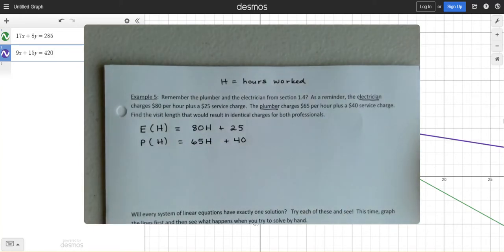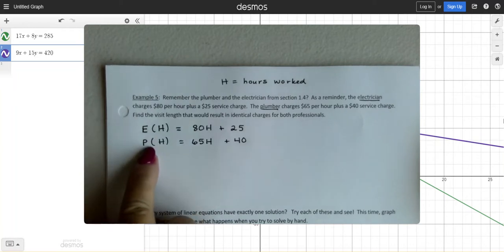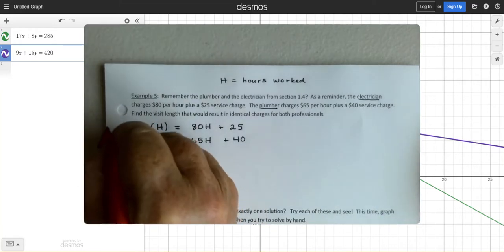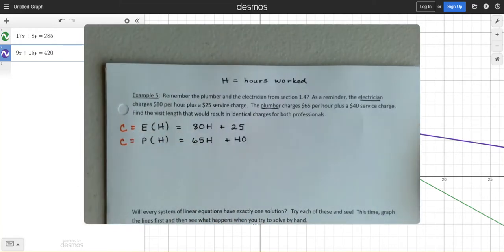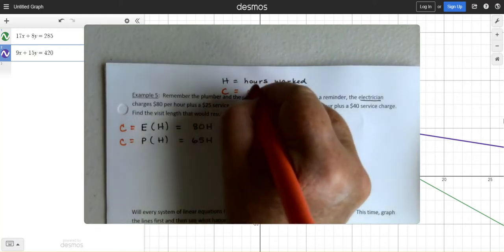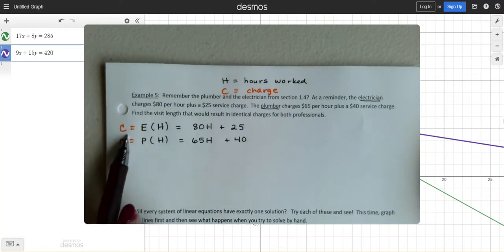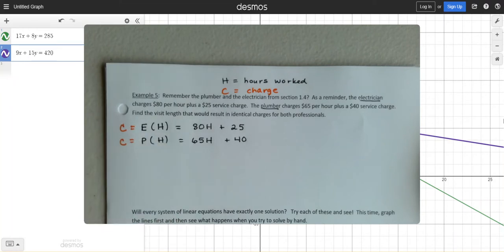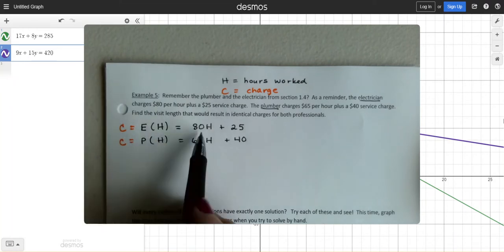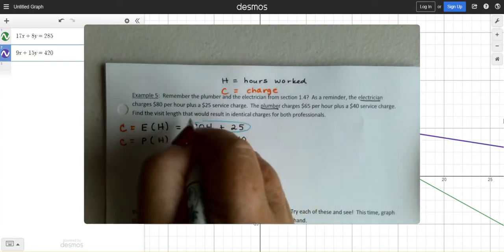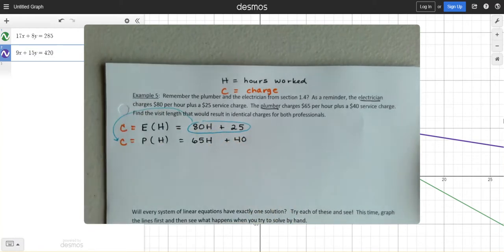Now, these we wrote as different functions, but they're both the amount of money. They're both the charge. So if I wanted to, I could set them both equal to C, where I'm defining C as the charge for the work done. And I could now say, oh, that means that if I use a substitution method, right? Substitution is going to be easier this time. I could just go ahead and take what C equals here and substitute it for the C in the second equation. So I'm going to go with the substitution method here.